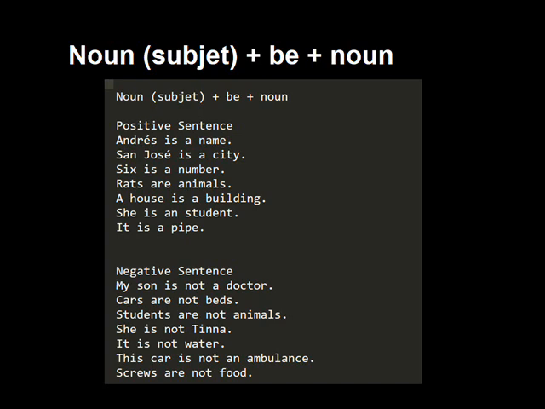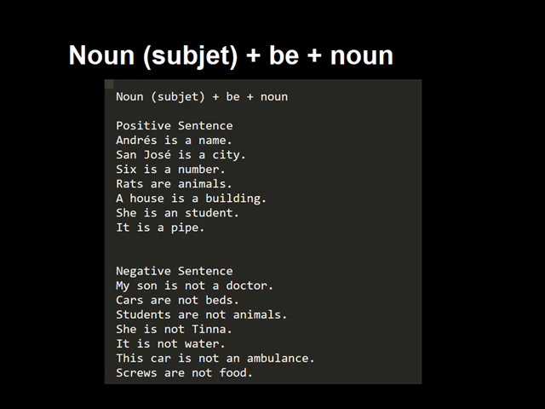Positive sentences. Andres is a name. San Jose is a city. 6 is a number. Rats are animals. A house is a building. She is a student. It's a pipe.